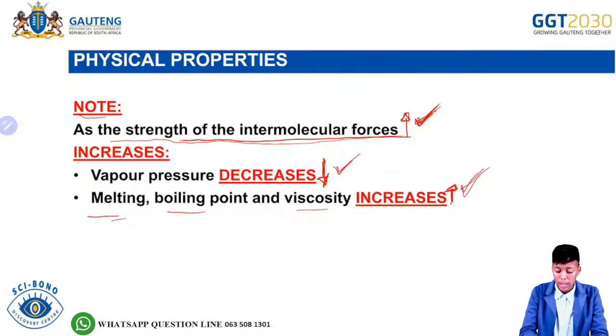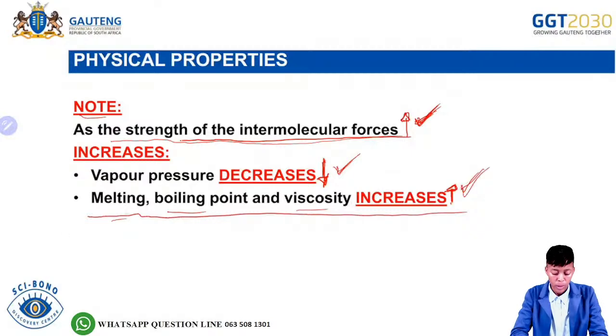So you need to keep the following in mind: the boiling point, melting point, and the viscosity go hand in hand. But the melting point, boiling point, and the viscosity are inversely proportional to the vapor pressure. But again in chemistry, we say what?